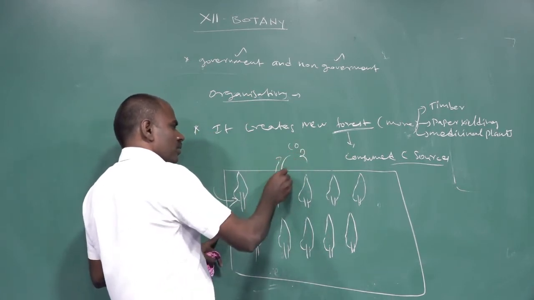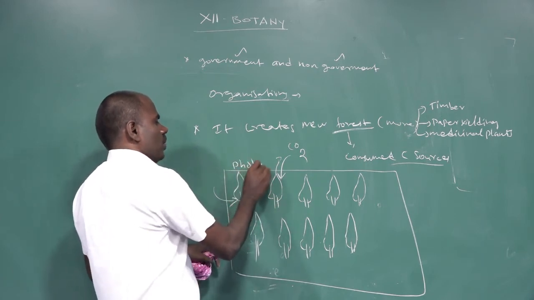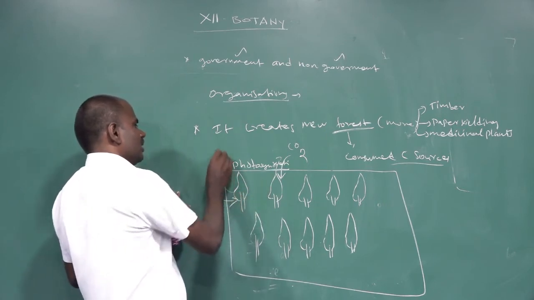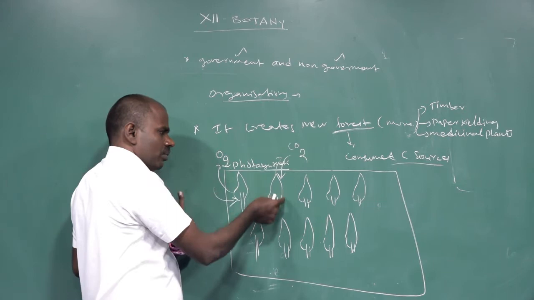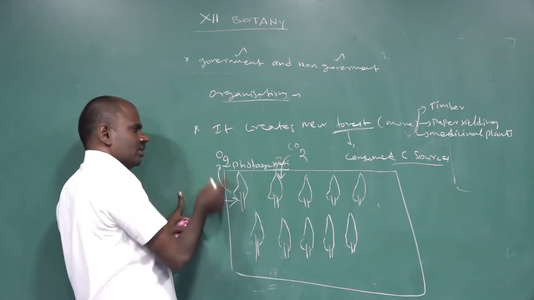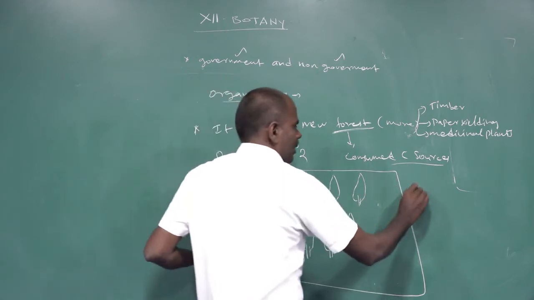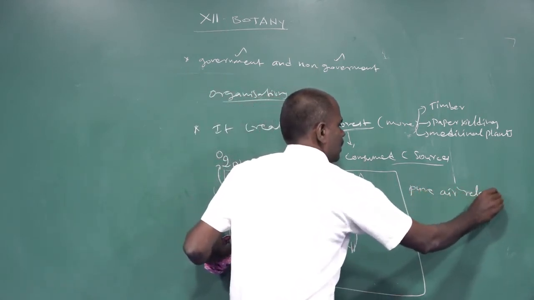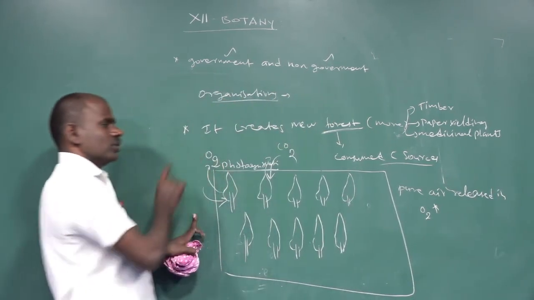The source of carbon is consumed during the photosynthesis process, so the oxygen level in the atmosphere increases. During photosynthesis, carbon dioxide is consumed and oxygen is released into the atmosphere.